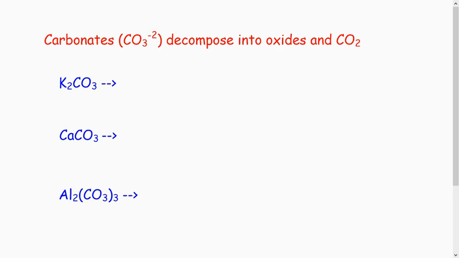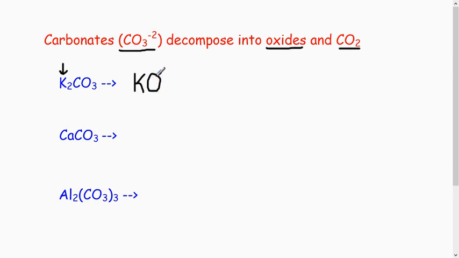The first type that we will look at is when a carbonate decomposes. All decomposition reactions will have one reactant and multiple products. If that reactant has a carbonate ion in it, a CO3 -2 ion, it will decompose into an oxide and carbon dioxide. So our first product is going to be an oxide, which will be formed by the first element, in this case potassium, combined with oxygen.